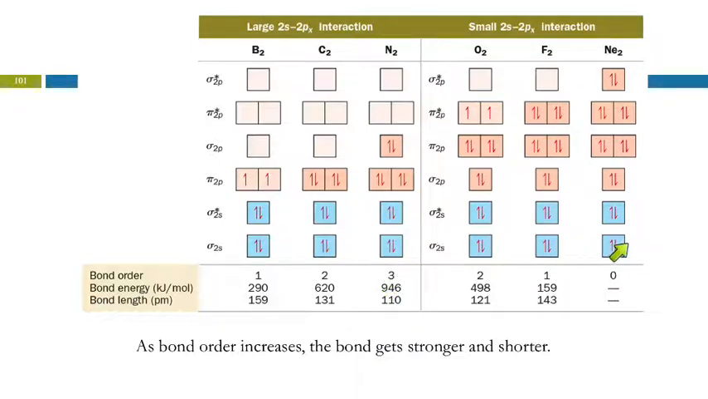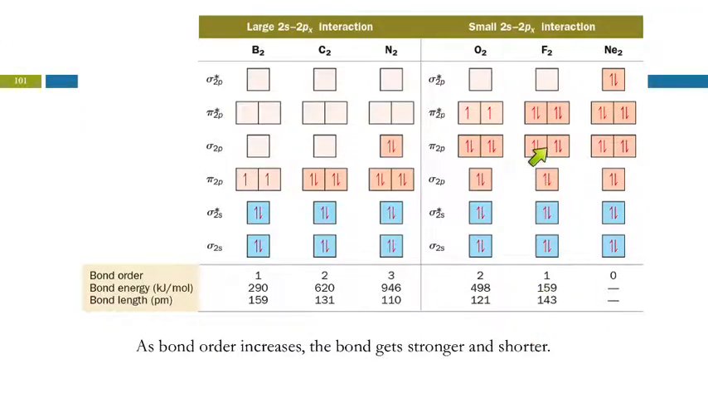Now, oxygen, fluorine, and neon have the expected order for the sigma and the pi. So the sigma bonding orbital here, sigma 2p, is lower in energy than the pi 2p. So for oxygen, each oxygen has 6 valence electrons, so we have a total of 12. So we've got 2, 4, 6, 8, 10, 11, 12. Calculate the bond order. This is a bond order of 2.